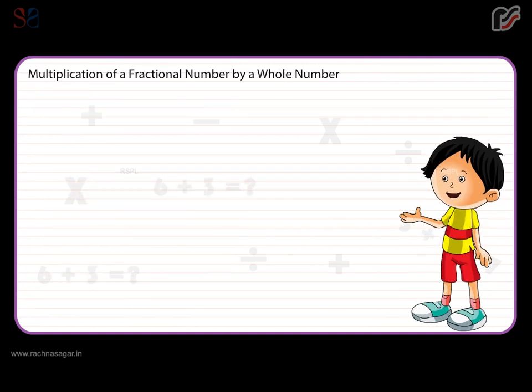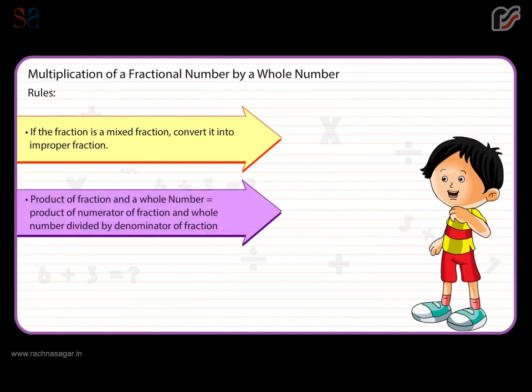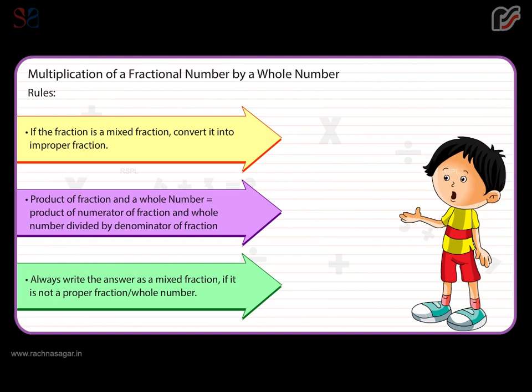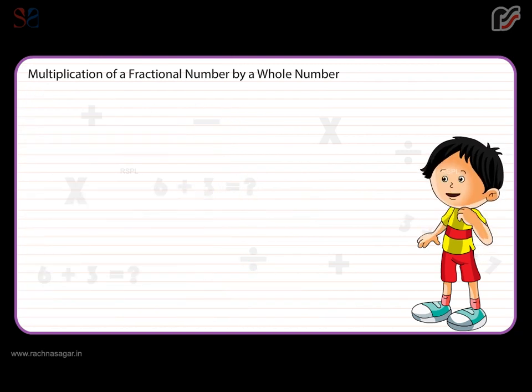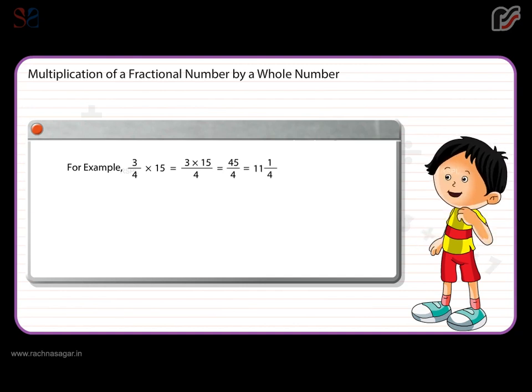Multiplication of a fractional number by a whole number. Rules. If the fraction is a mixed fraction, convert it into improper fraction. Product of fraction and a whole number is equal to product of numerator of fraction and whole number divided by denominator of fraction. Always write the answer as a mixed fraction if it is not a proper fraction or whole number. For example, 3 by 4 multiplied by 15 is equal to 3 multiplied by 15 by 4 is equal to 45 by 4 is equal to 11, 1 by 4.